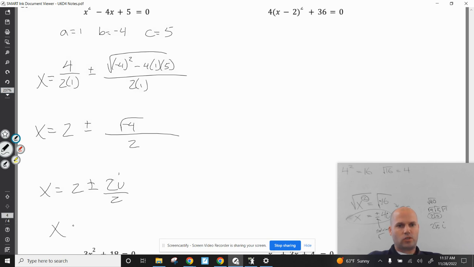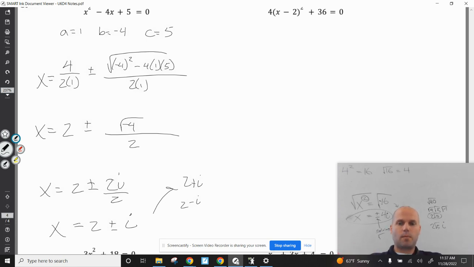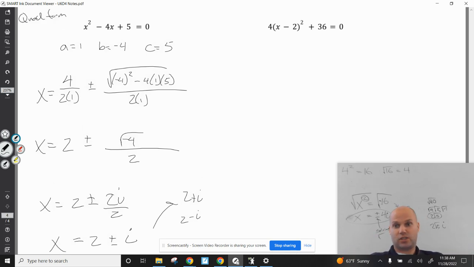Two divided by 2 is just 1. I get 2 plus or minus i. So that's 2 plus i, 2 minus i. Those are the answers. You won't be able to see them. You can't graph them. You can't really see the imaginary solution. This is just what it is. These numbers would work in the original with a square root of a negative. They work in the original.